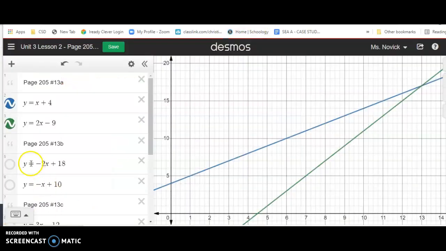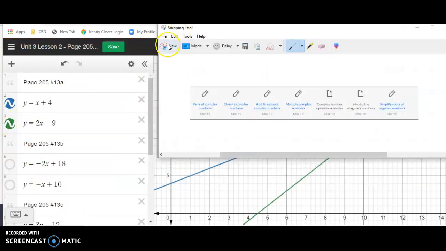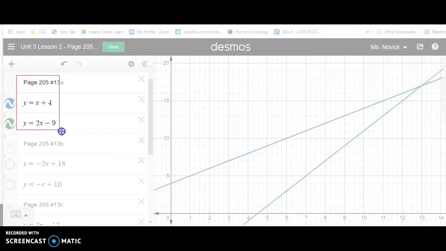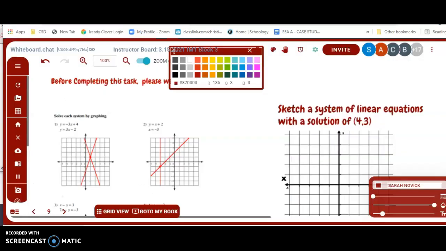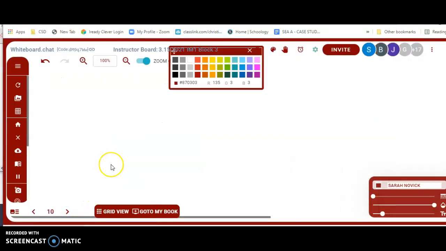So here are some examples of systems of equations. A system of equations is only a set of equations, a set of lines. As long as the lines aren't parallel, they will intersect or overlap at a specified point. Let's go back to our whiteboard so we can take some notes on this. So here's our first system.